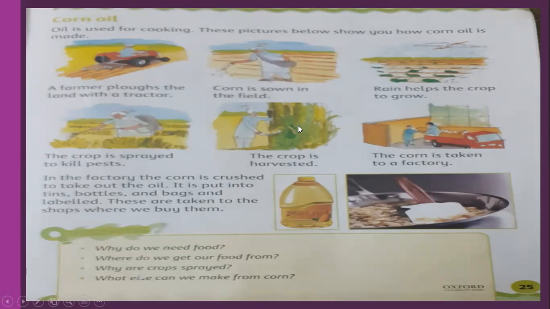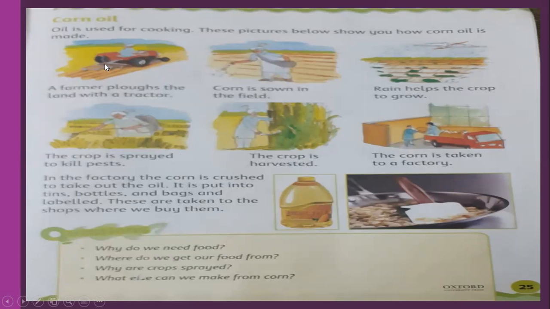When it's ready, it's all grown up, then it is harvested. Now look, they are taking out corns from the plants. Then what happened next? The corn is taken to a factory. In the factory, the corn is crushed to take out the oil. It is put into tins, bottles, and bags and labeled. These are taken to the shops where we buy them. Understand, children? How you get the corn oil? There is the full process.